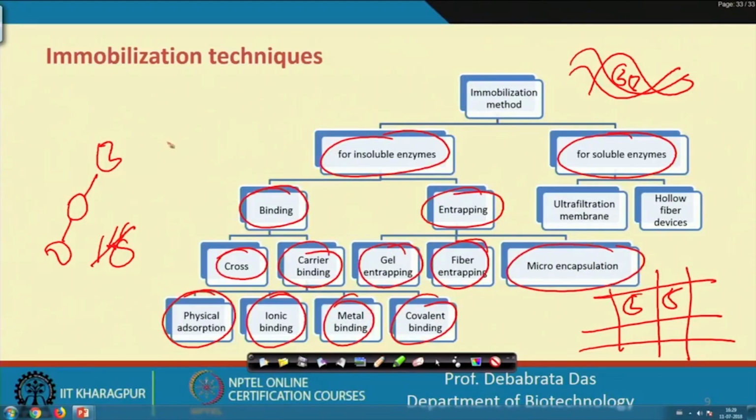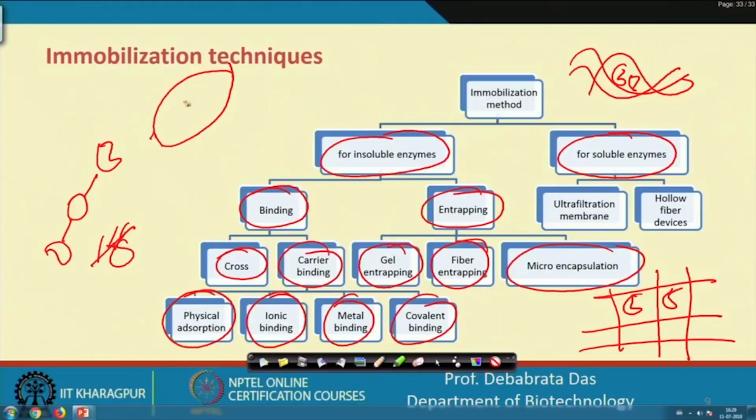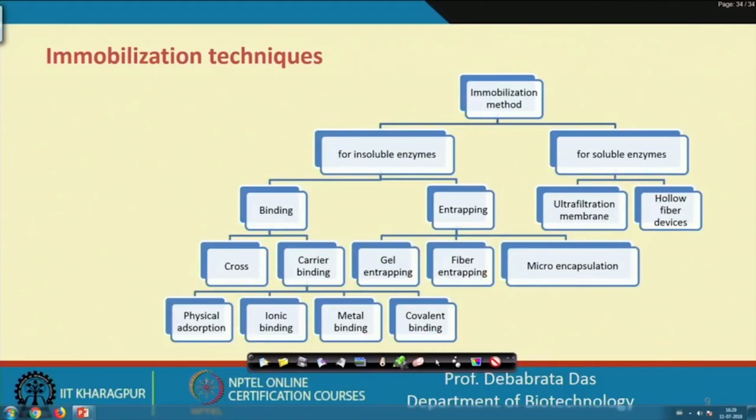And microencapsulation, I was talking about a capsule. In day-to-day life, if we have some health problem, we use the capsule, and inside the capsule we put the medicine. Similarly, the membrane, inside this we put the enzyme like this. This is called encapsulation. Now, in case of soluble enzymes, two techniques we use. One is called ultrafiltration, which depends on the pore size of the carrier, and the hollow fiber devices. These are the different immobilization techniques that we use.